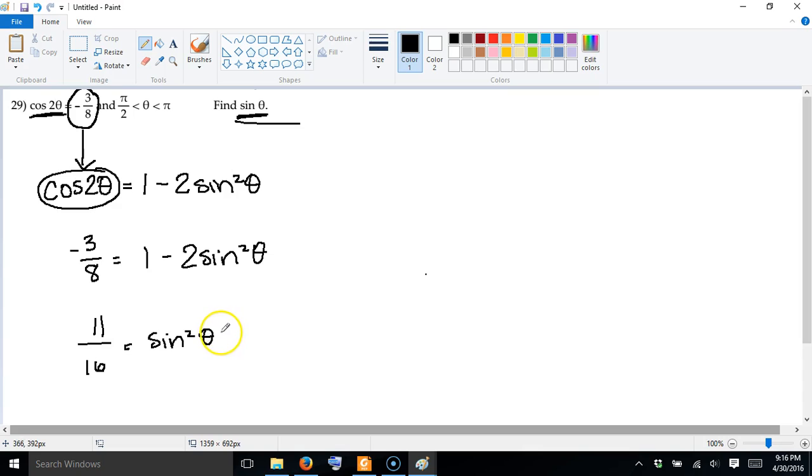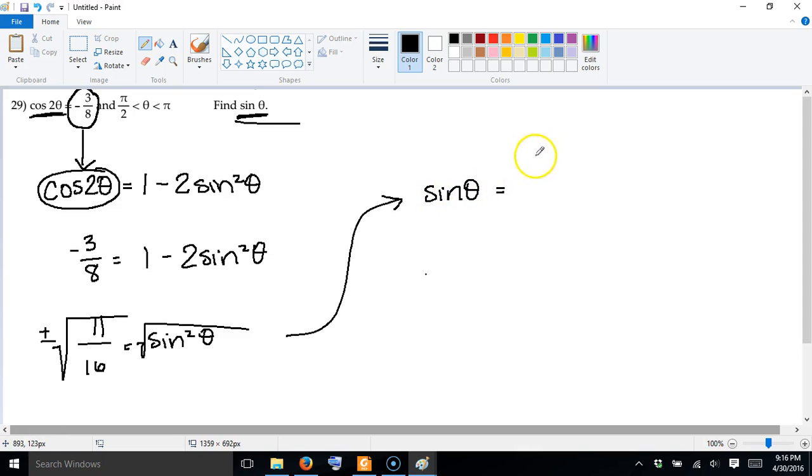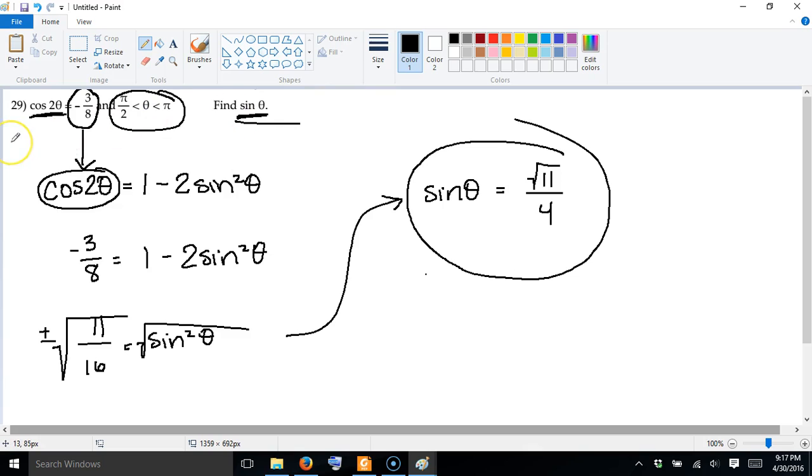Take the square root of both sides of your equation to get sine by itself, and we get sine theta is equal to plus or minus square root 11 over 4. But we have theta between pi over 2 and pi, which means that is the second quadrant, and sine is positive in the second quadrant, so there we go. Sine of theta is equal to square root of 11 over 4. And we're done with that one.